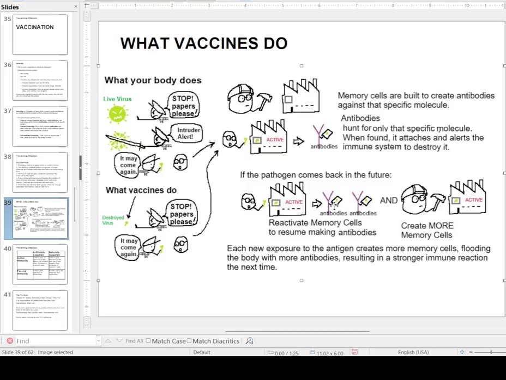But remember, this time these factories are pre-existing, so they don't need a build-up time like in the beginning, and they are able to respond faster. Meanwhile, the signal is sent to create more memory cell factories, so the antibody response is even greater. And for every new exposure, there are more memory cells, more antibodies, and the immune system is even better prepared for any subsequent exposure.